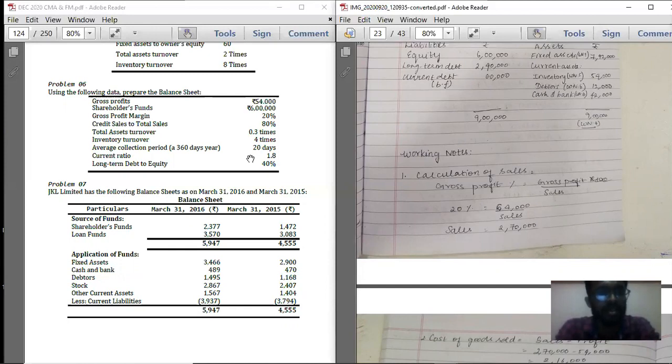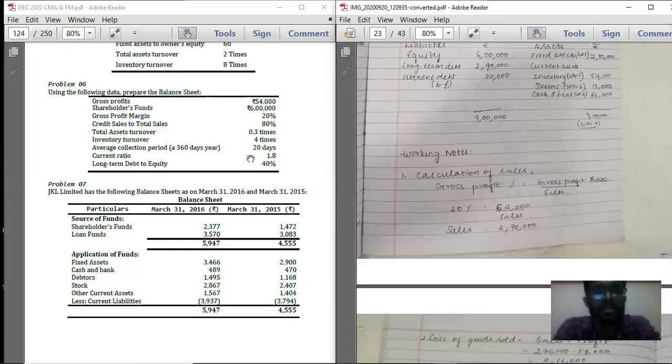With this debtors turnover ratio we can calculate debtors. Sorry, debtors turnover ratio is net credit sales divided by average receivables. Here we know the debtors turnover ratio is 18 and credit sales is 2,16,000. So 2,16,000 divided by 18 gives debtors, that is 12,000.